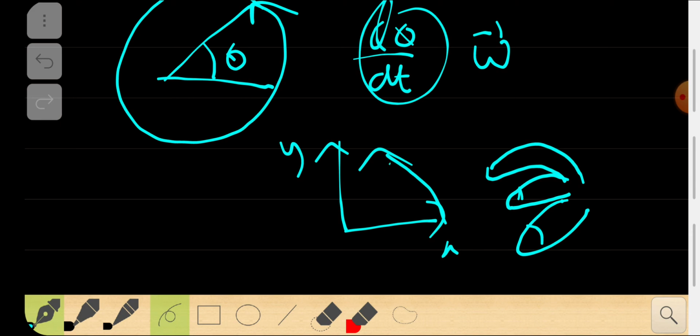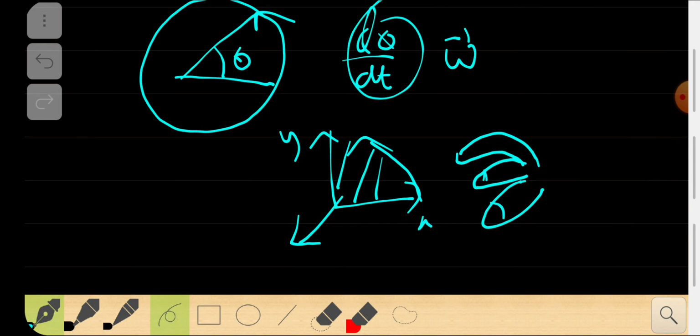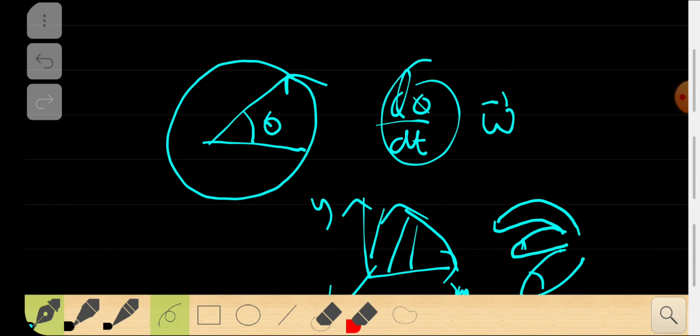It will be perpendicular to this whole plane, so it will be in this direction, along the c axis. If the change is in this direction, then the resultant vector d theta by dt, which is omega, will be along the c cap direction. So that's in the right-handed coordinate system.